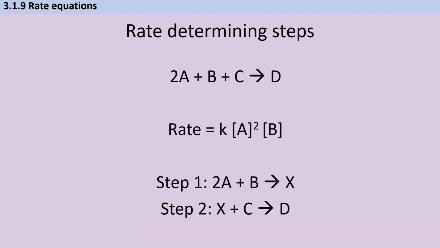If I look at my rate equation, I can see that it features both A and B, and it doesn't include C. So C cannot be involved in the rate determining step, and therefore the rate determining step cannot be step 2, it must be step 1. But also note that A is second order, so I need to include 2 moles of A in my rate determining step, which I do have here.